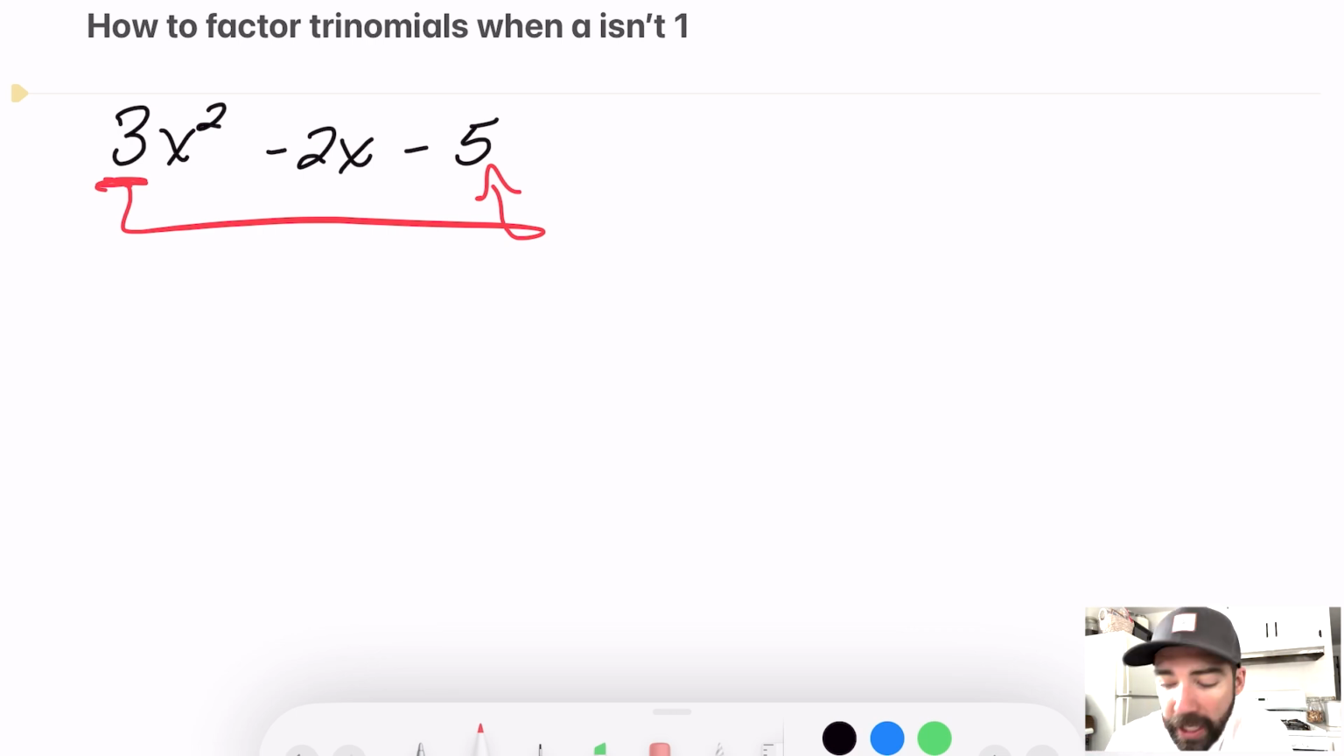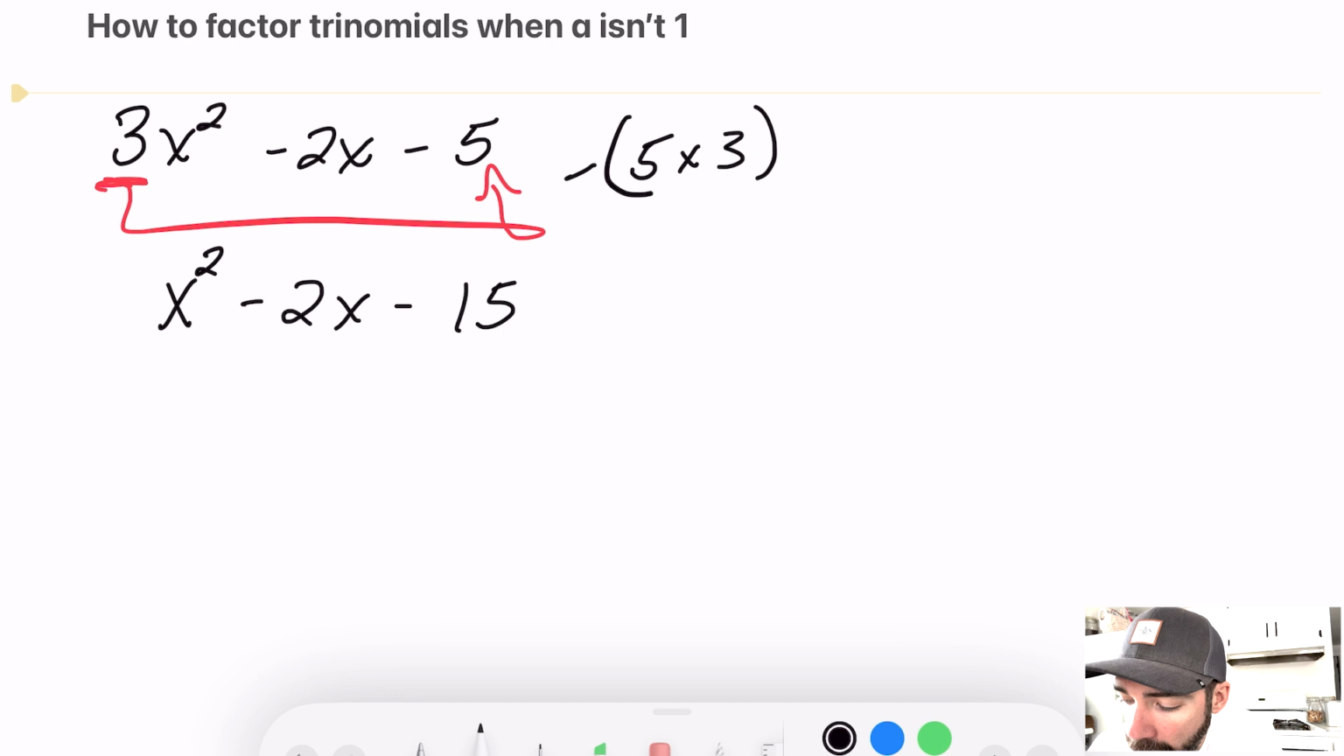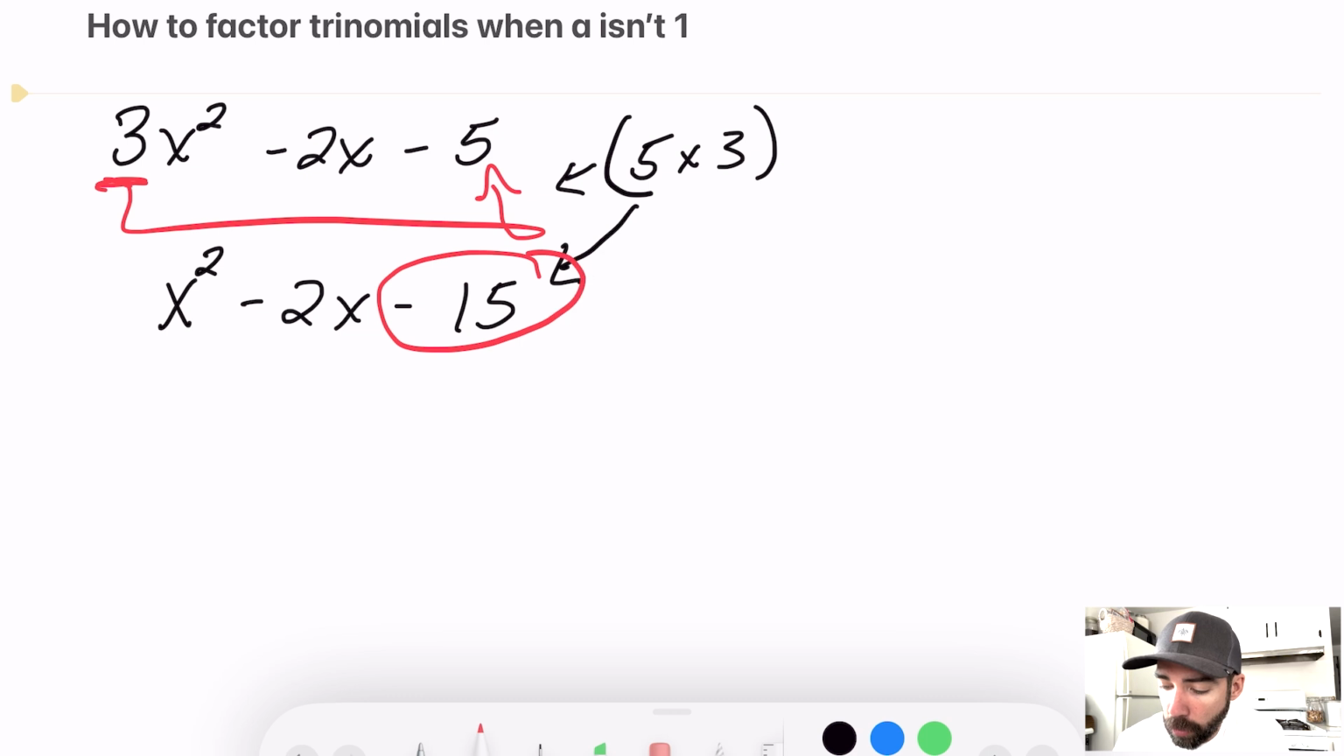We do this to set it up like the trinomials that we know how to factor. So we pretend like we've moved that 3 out of there, and this is what we land with. We slide and we multiply, right? We take this 3 and we do 5 times 3. That's what we did here to get that. Well, now our question is, what multiplies to be negative 15 that combines to be negative 2? That's what we're looking for.